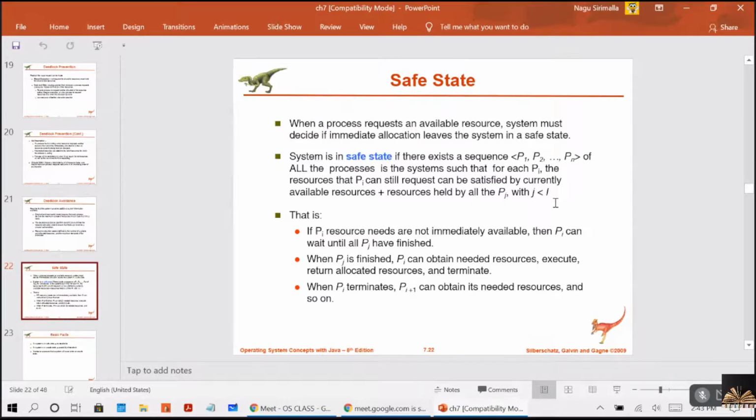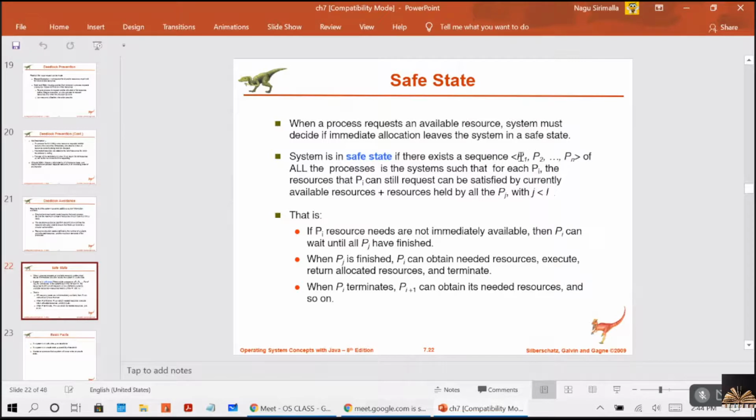When do we say the system is in safe state? When you have the sequence in which we want to execute the processes, P1, P2 up to Pn. So you can say your system is in safe state when you can allocate all the resources of Pi with the currently available resources in the system, plus the resources held by all the Pj with j less than I.